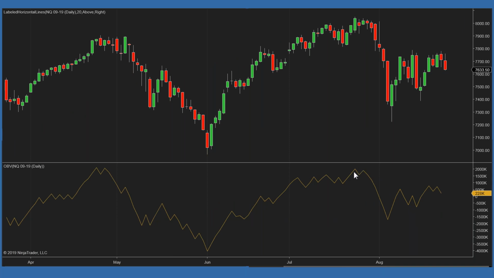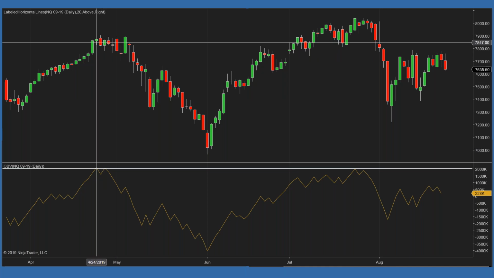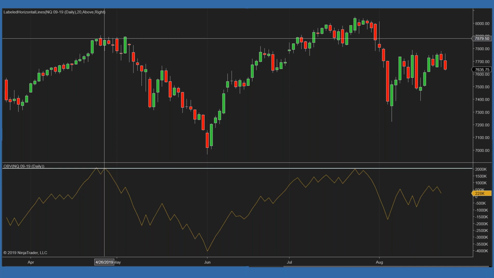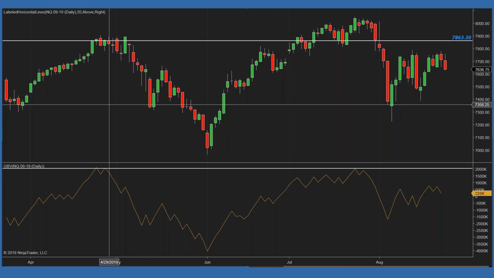And of course, you can do the same thing on the resistance side. It's not just for support. You can look at the resistance as well. So for instance, we have these peaks back here, and those peaks formed on which close? Well, let's take that one and that one. Okay, so they're about the same. Okay, so there are the highs that formed these peaks, and yet we come back, we're trading higher, but volume's not higher.